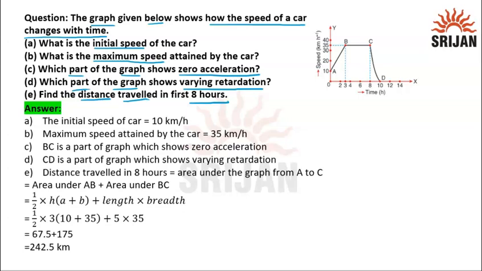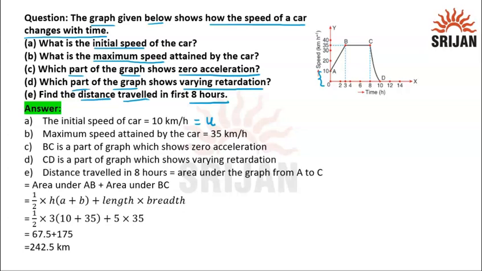So first we have to check whether the graph is starting from 0. No, it is starting from 10. That means the car has some initial velocity, that is 10 kilometers per hour. So this is the initial speed of the car, 10 kilometers per hour.